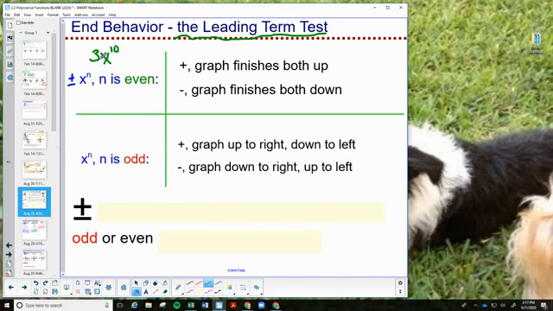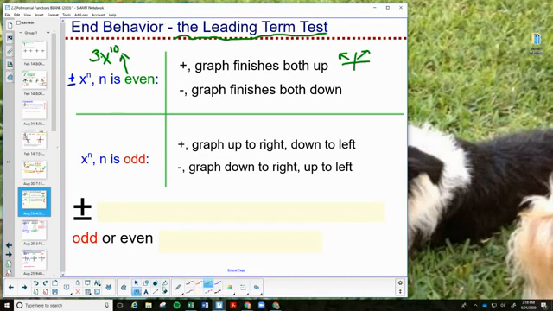This is even. I'm not looking at that coefficient. I'm looking at the exponent. That is the degree of my polynomial, how big n is. N is the exponent. If that's even and positive, the positive means it's going to end on the far right going up. And because it's even, both ends are going to match. It's going to look like this.